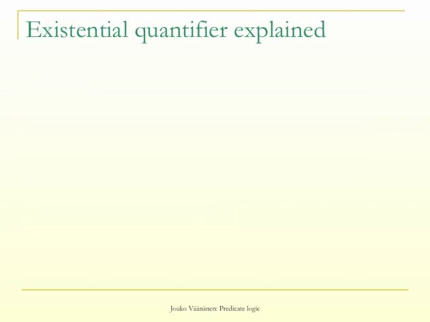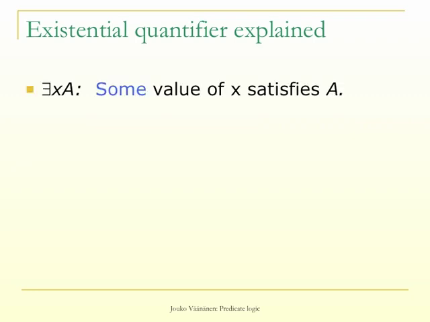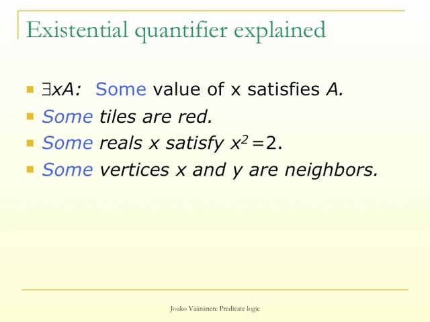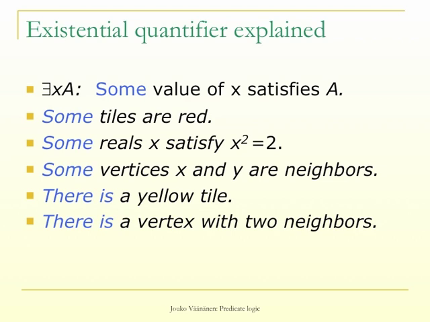Existential quantifier explained. The intuitive meaning of exists x A is that some value of x satisfies A. As in, some tiles are red. Some real numbers x satisfy x squared equals 2. Some vertices x and y are neighbors. There is a yellow tile. There is a vertex with 2 neighbors.